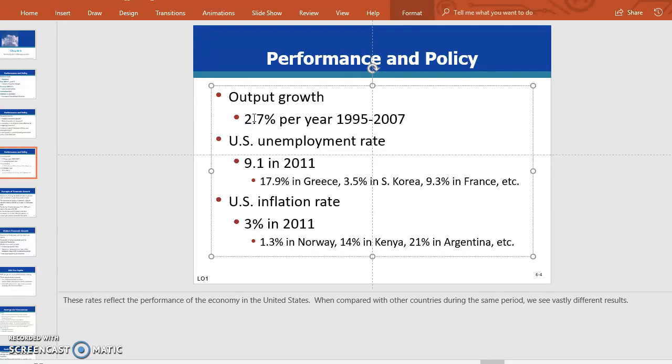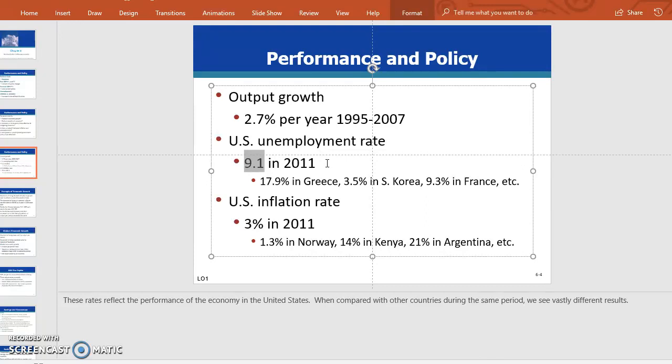And in 2008-2009, however, the US economy lost 8 million jobs, and the unemployment rate rose from 4.6% to as high as 10%. Before 2007, the unemployment rate in the US was only 4.6%. But in 2011, just after the Great Recession, the unemployment rate was 9.1%.